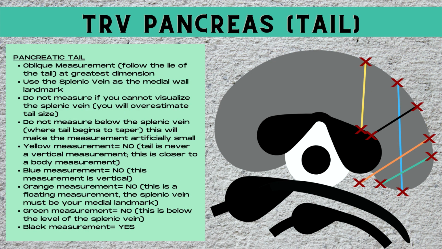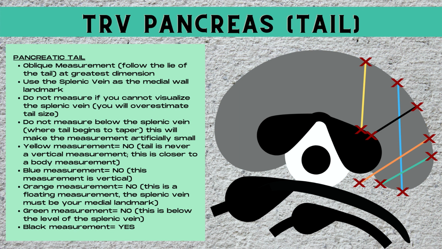Time to talk about the transverse pancreas tail measurements. A measurement of the pancreatic tail is always going to be an oblique measurement. It should never be a vertical measurement. And you want to follow the lie of the tail and measure at the greatest dimension. You must use the splenic vein as the medial or right side of the patient's body wall landmark. If you cannot visualize the splenic vein, do not measure, as you will overestimate the tail size. Also, do not measure below the splenic vein, where the tail of the pancreas begins to taper. This will make the measurement artificially small.